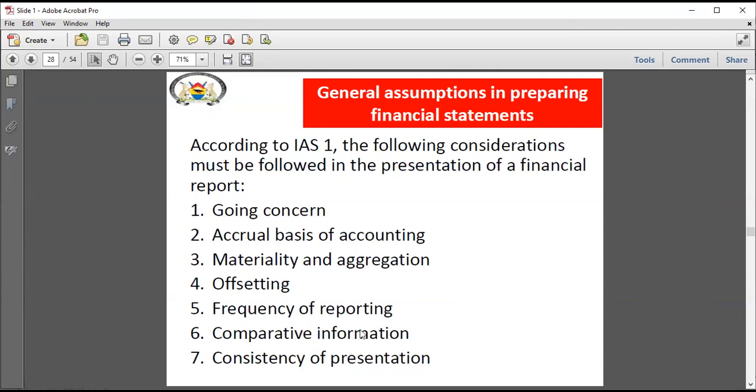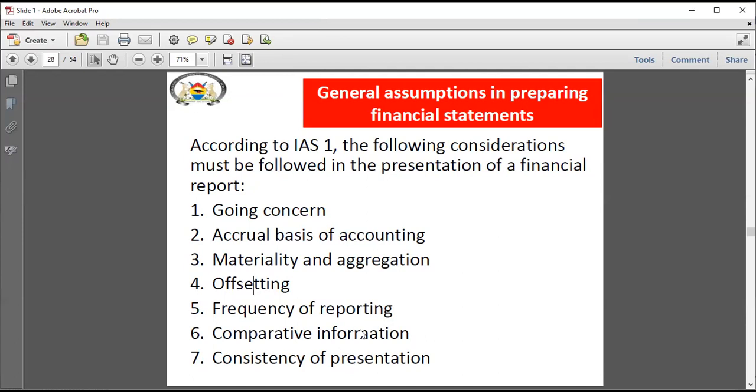Offsetting happens in cases where a company may be both your customer and your supplier. For example, maybe I'm dealing in repairs and maintenance of vehicles. I'm a garage, I have a garage. So MTN can be my customer. Maybe it brings vehicles for its staff and I repair them. And they can also be my supplier, where they provide me with internet data.